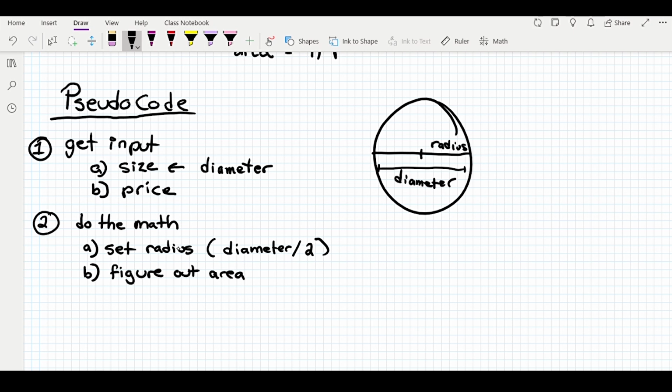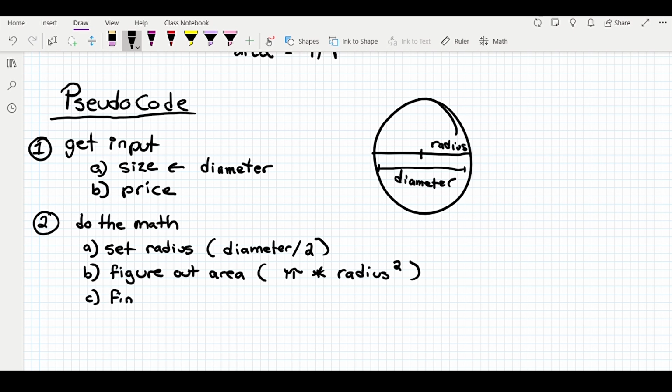And that is going to be pi times the radius squared. Now what do we do? So we just figured out the area. We need to do some more math. Once we get the area, we need to find out how much the pizza costs in terms of square inches. So we need to do some division.